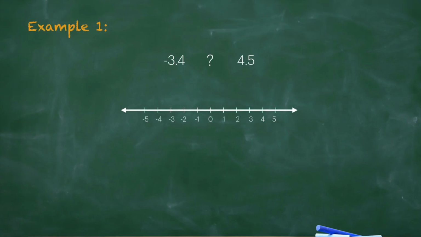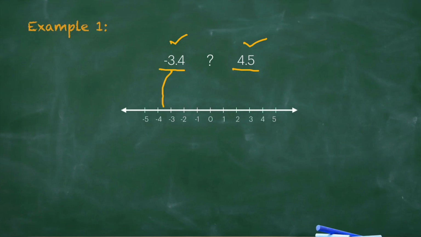In example number 1, we are comparing these two rational numbers: -3 and 4/10 and 4 and 5/10. To help us compare these two numbers, we first need to make sure that they are both in the same form. Both of these numbers are in decimal form. Therefore, we will use the number line to help us compare -3 and 4/10 with 4 and 5/10.